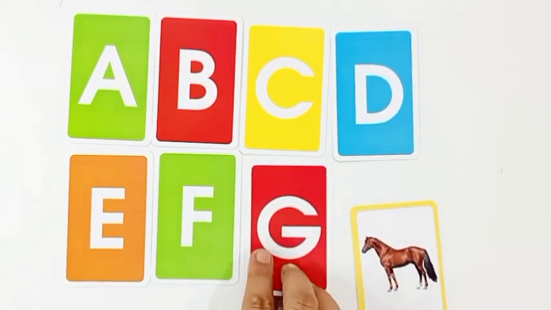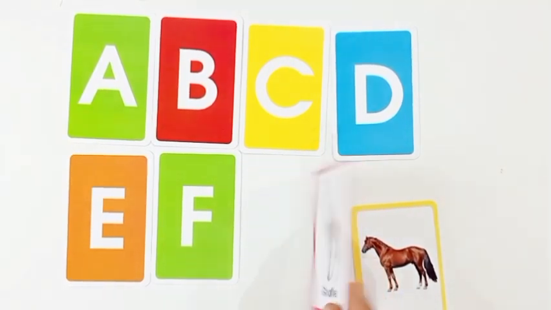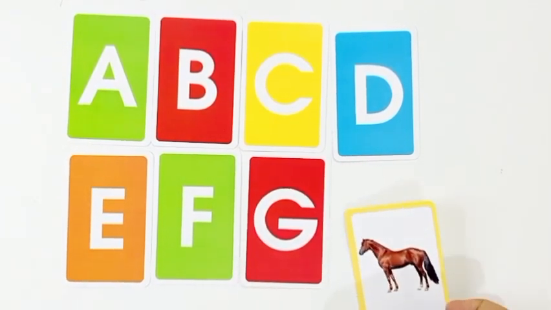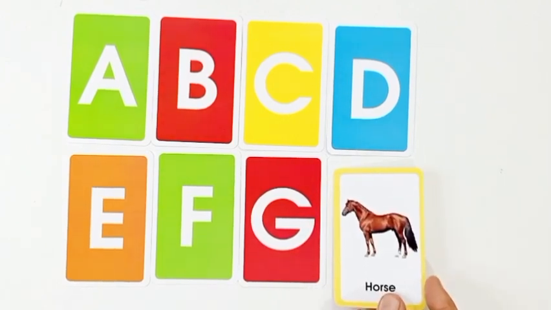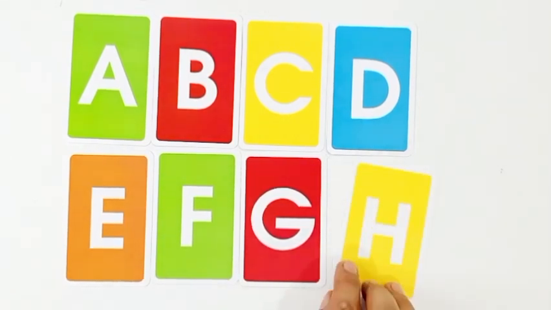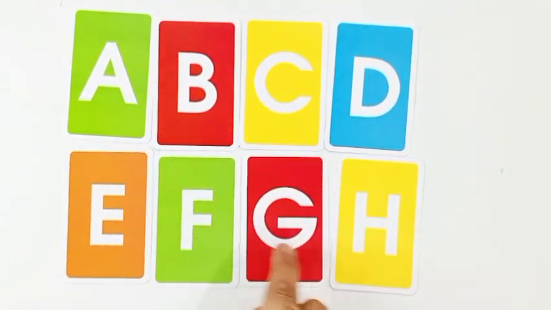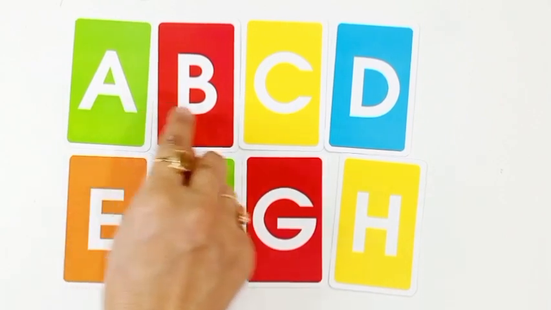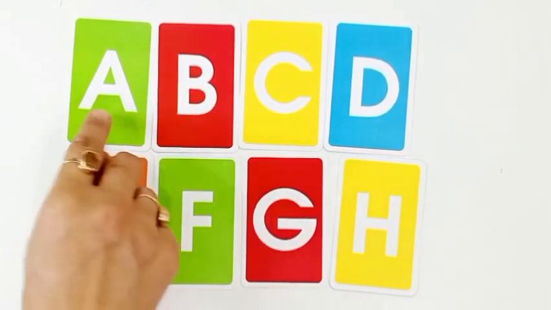G. G for giraffe. This is giraffe. H. H for horse. H-O-R-S-E, horse. So A, B, C, D, E, F, G, H.